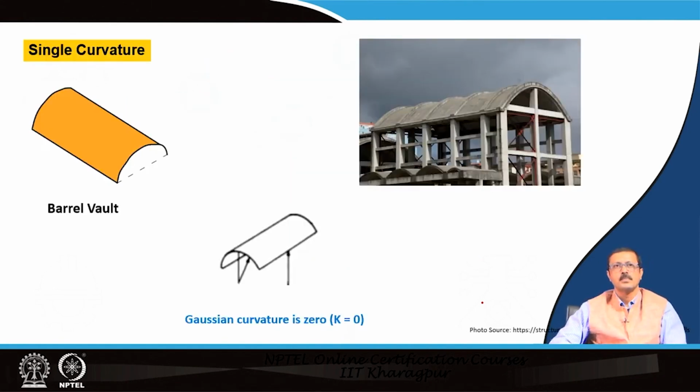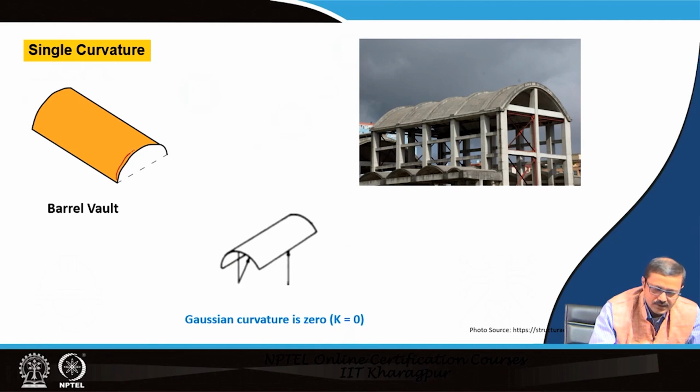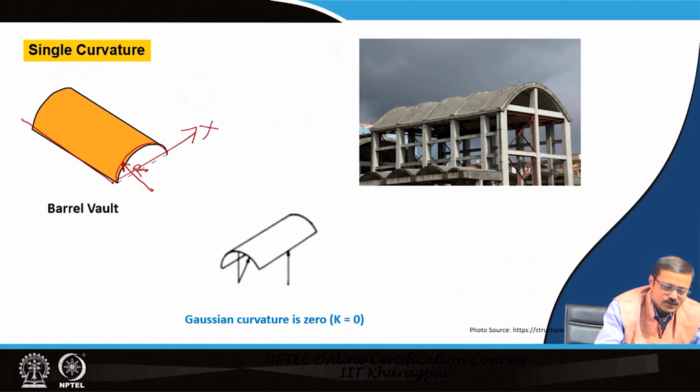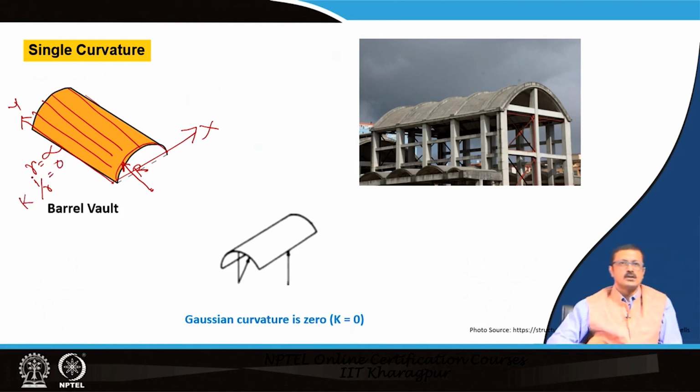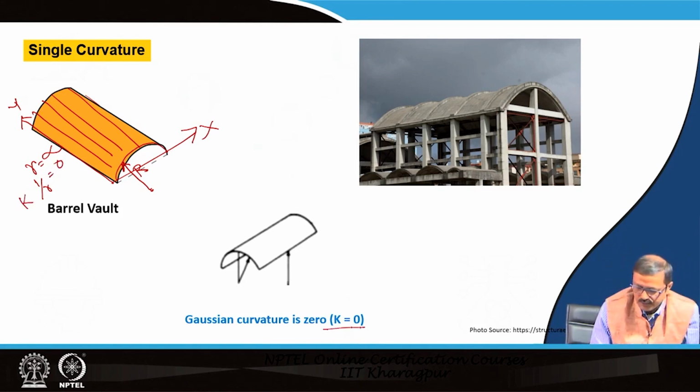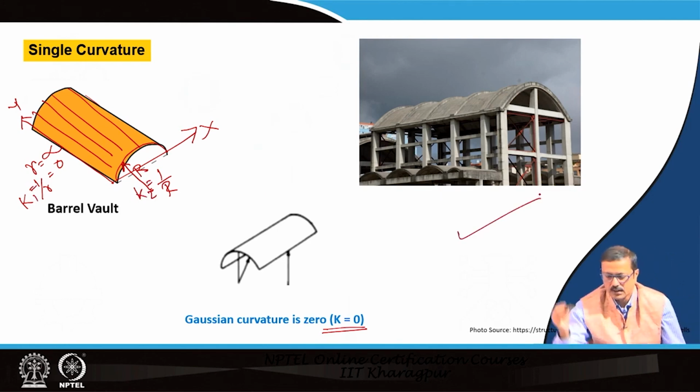Let us see some examples. The barrel vault is a single curvature shell. Why? Because it has a curvature in this direction, with the center over here, and this is the radius of curvature r. In the other direction, if this is x and this is y, it is all straight, with no curvature. So r equals infinity, and then 1 upon r, which is the curvature k, equals 0. So the Gaussian value is 0, since one curvature is 1 upon r and the other is 0. This is the kind of shell a barrel vault is, a single curvature kind of thing.